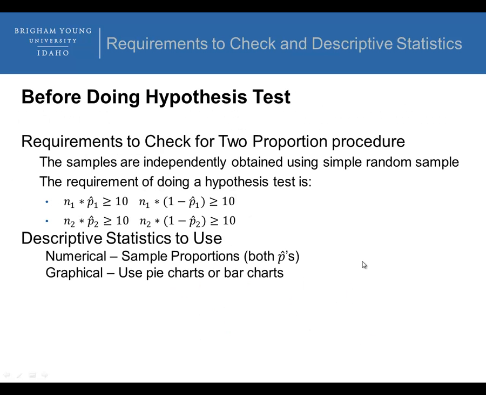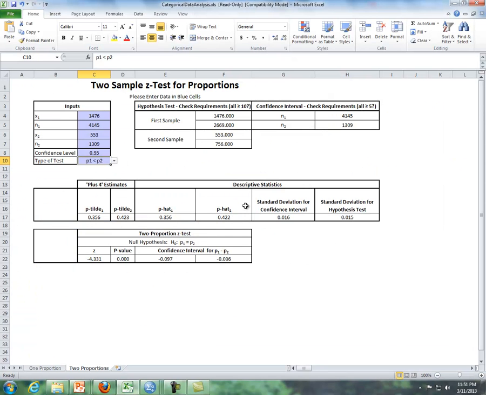Okay, so the last slide is the requirements to check for the 2 proportion procedure for doing a hypothesis test, and it's basically n1 times p hat 1. p hat is our sample proportion, and if you multiply those together, it's greater than 10, as well as n1 times 1 minus p hat 1 also being greater than 10. Then the requirements are met for the first group. And then you do the same thing for the second group. To check that, if you go to this area here, you can see whether or not all of those requirements are met. You can see all of them are above 10, so the requirement is met.